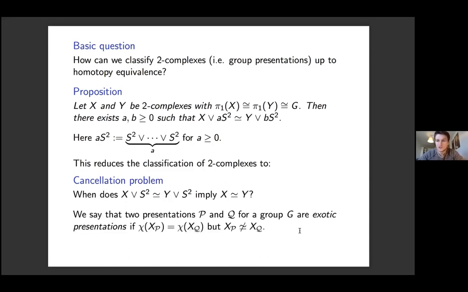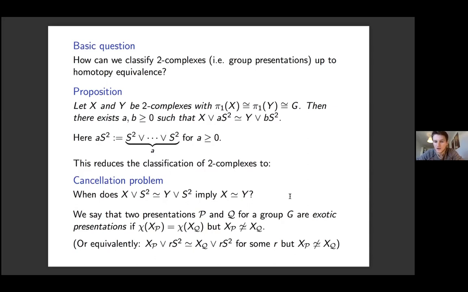Okay, and just to introduce a piece of terminology, which relates to the title of the talk. We say that two presentations P and Q for a group G are exotic presentations if their corresponding presentation complexes have the same Euler characteristic, but the presentation complexes are not homotopy equivalent. And what this basically means, since wedging with a copy of S2 adds 1 to the Euler characteristic, is that these presentation complexes are isomorphic after some number of wedges with S2, but are not homotopy equivalent to begin with.